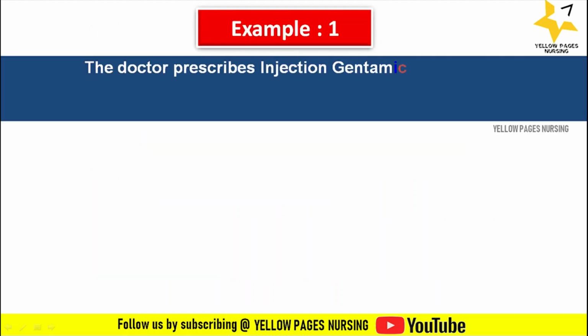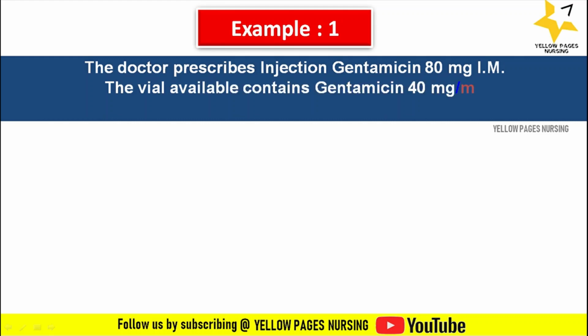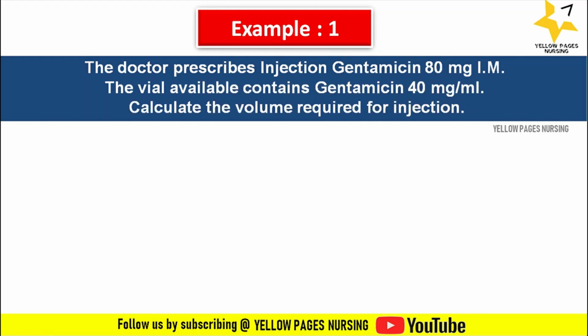Let's get into the topic. Example 1. The doctor prescribes injection gentamicin 80 mg IM. The vial available contains gentamicin 40 mg per ml. Calculate the volume required for injection.